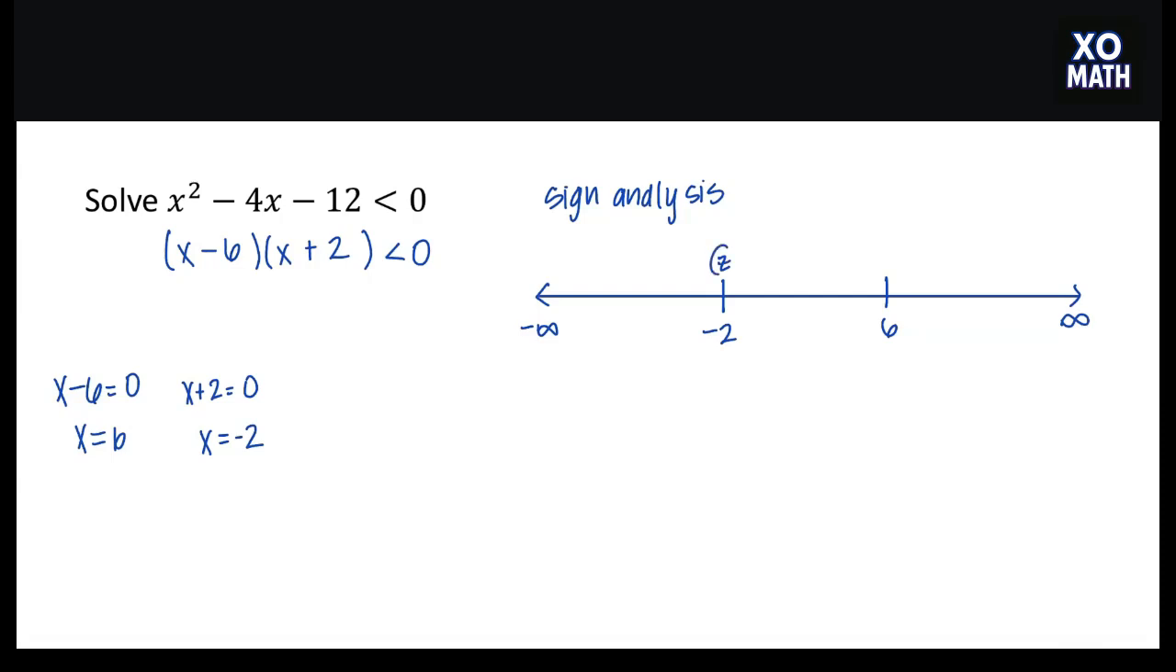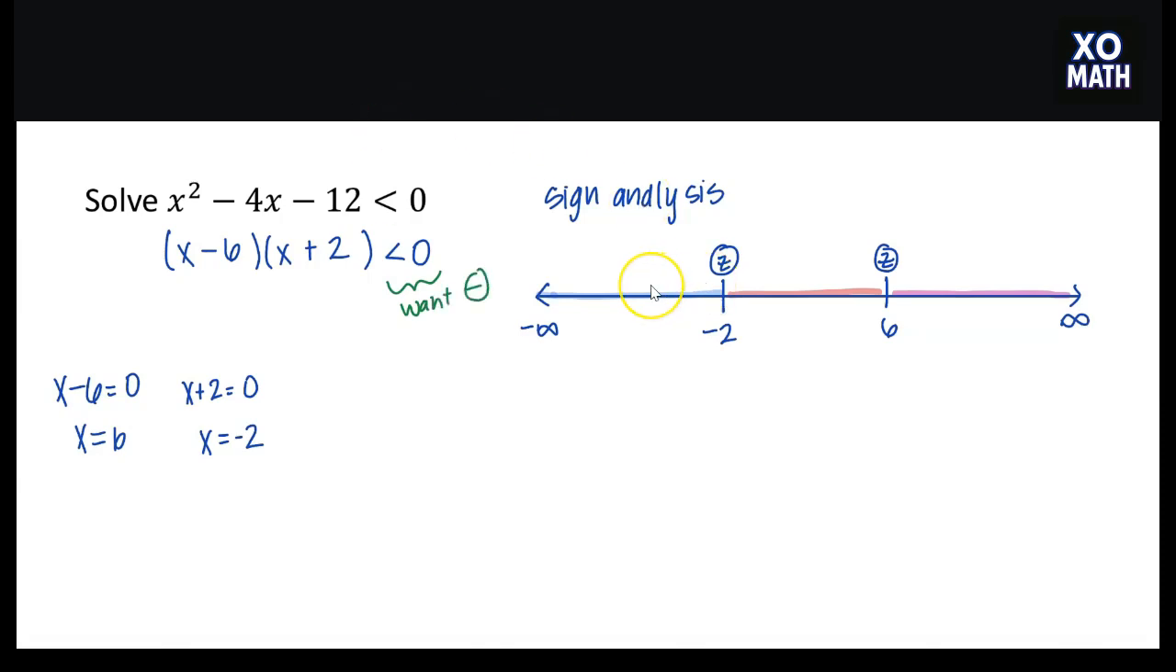And I'm going to label them with a little z for 0 to remind myself those are zeros of the function. And what I want to know is over each interval that's created here, so we've broken things down into 3 intervals by putting those numbers on the number line, is the function positive or negative? I want to know where the function is negative. So less than 0 means I want negative values.